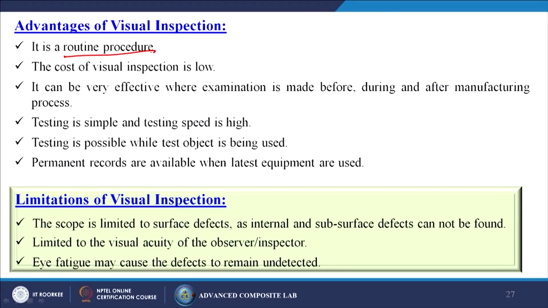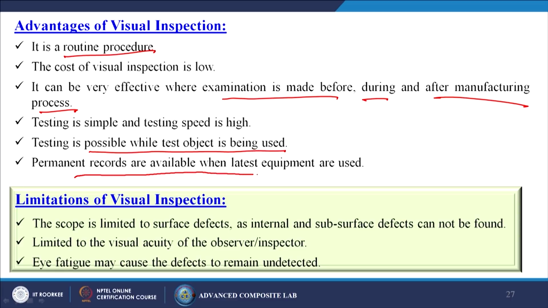Now, what are the advantages of visual inspection? It is a routine procedure, the cost of visual inspection is low, and it can be used very effectively where examination is made before, during and after the manufacturing process. As I told already, testing is very simple and the testing speed is high and also less time consuming. Testing is possible while the test object is being used, and permanent records are available when the latest equipment is used.